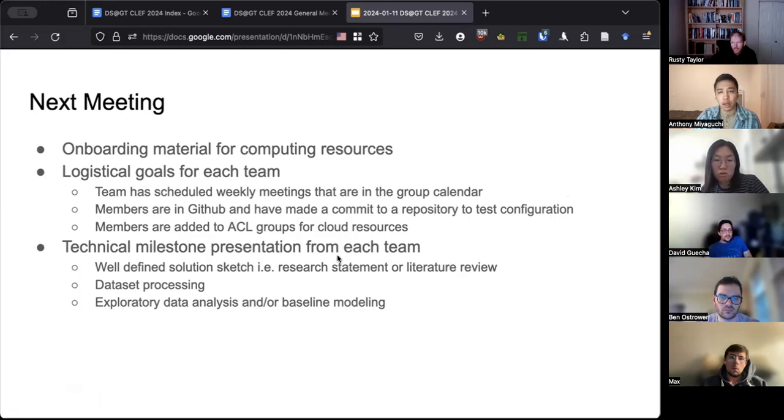The next meeting is going to be focused on technical milestones from everyone. So this is going to be a well-defined solution sketch. Ideally, you've gone through the data, you've looked at it, and you've gone through the literature. If you already have a well-defined solution sketch, then this will be easy. But you'll also want to do dataset processing, report on what that looks like, as well as any exploratory data analysis. So the next meeting will be very similar to this one, hopefully within time.